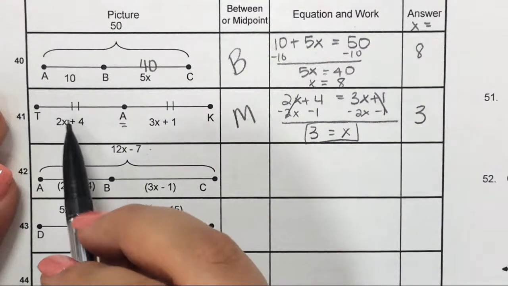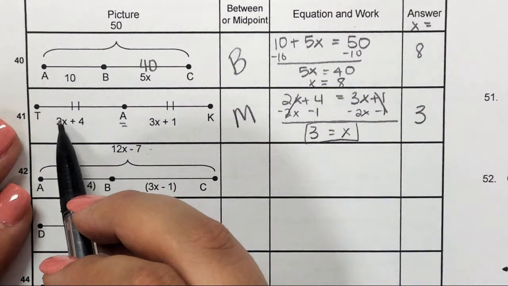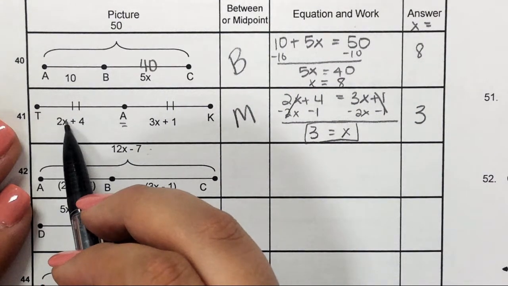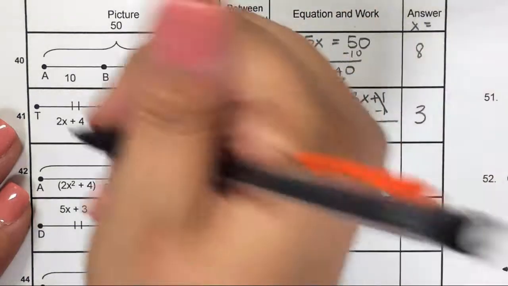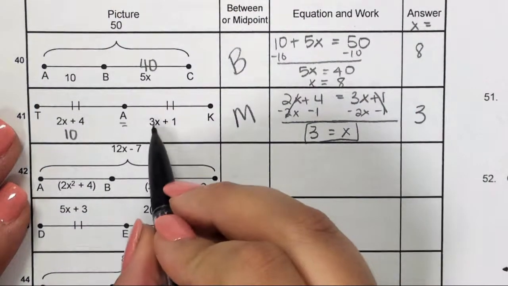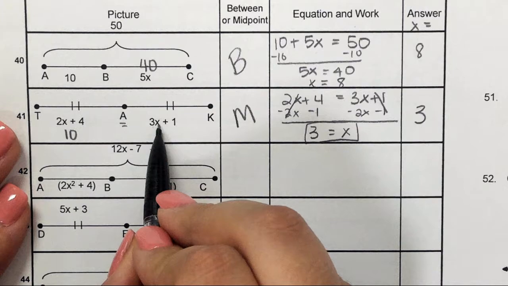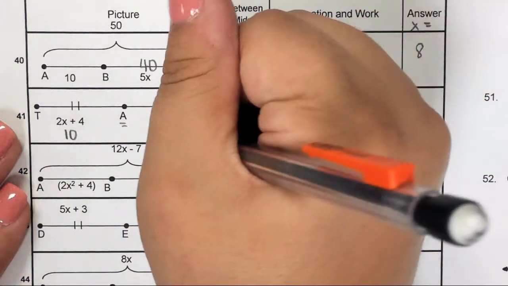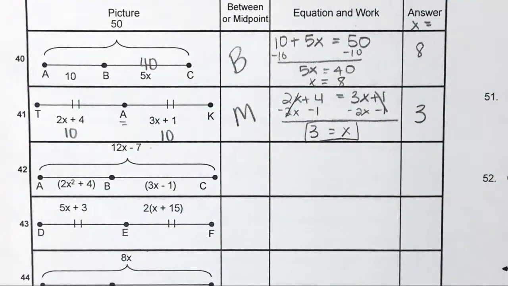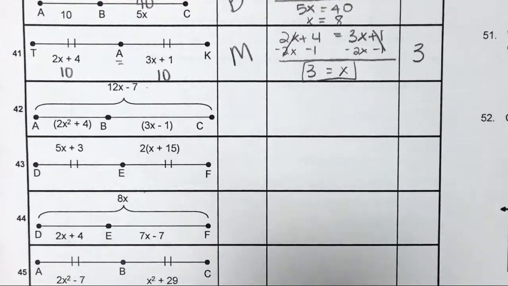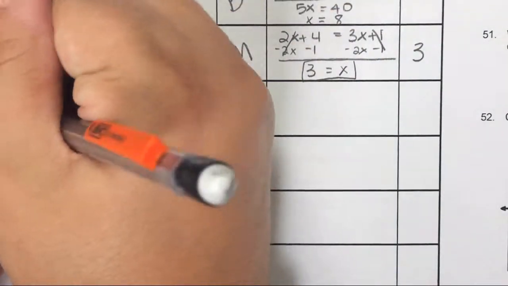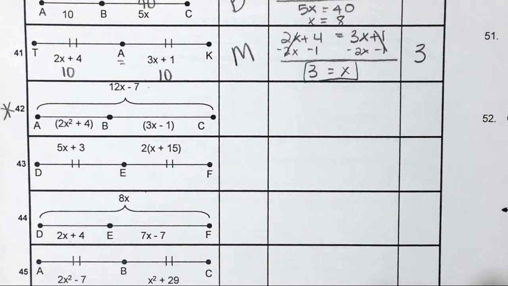And then can I go over here and plug back in? What's 2 times 3 plus 4? 10. What's 3 times 3 plus 1? And shouldn't they be equal? There you go. And the whole thing equals 20. Alright, number 42, I'm going to save till the very end because that one is long and I want to actually take time. I want to get through everything first.